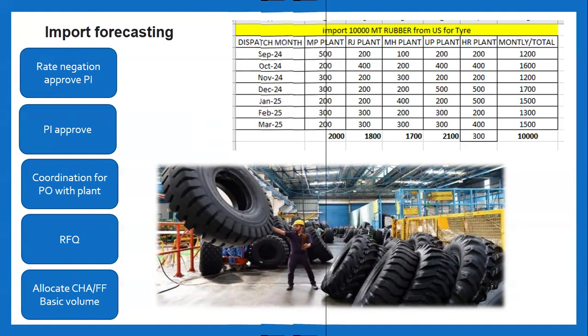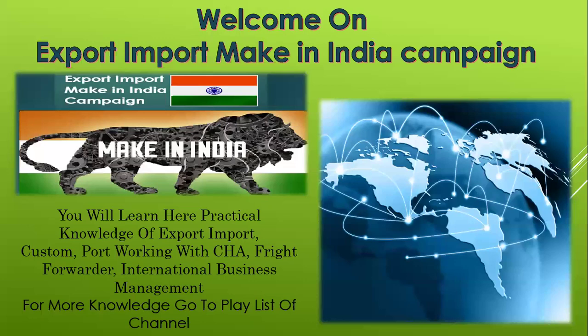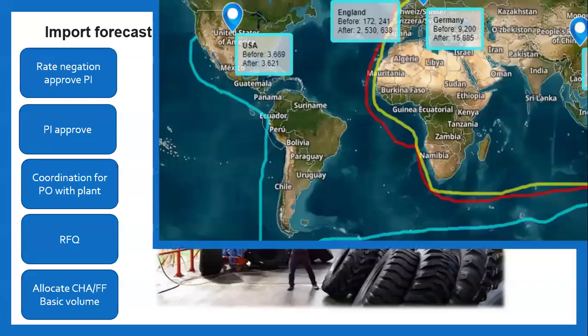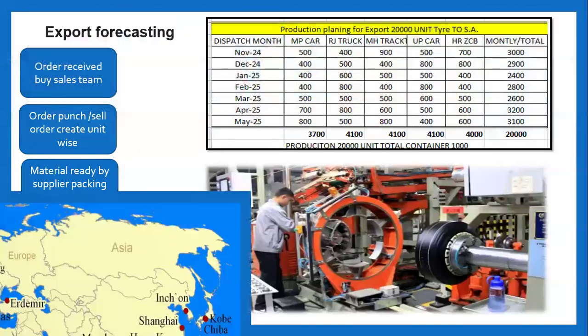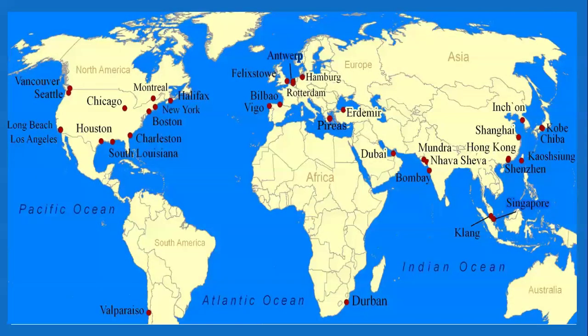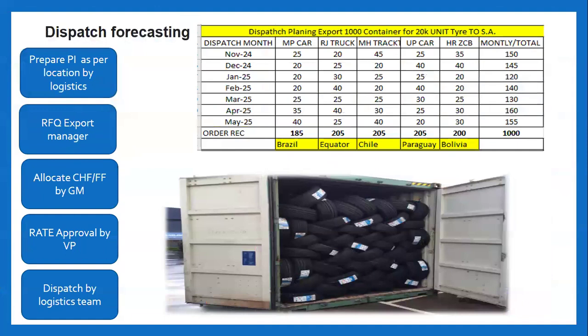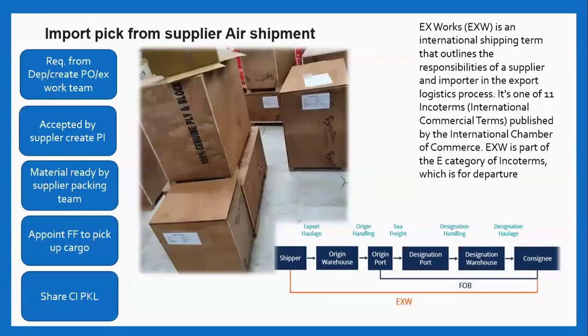So guys, in this session, we have tried to understand the 20,000 export order which was received from South America. For that we imported 10 metric tons of rubber from the United States. Then we manufacture the tire and proceed with this order.